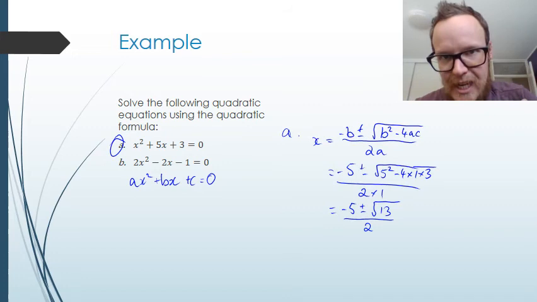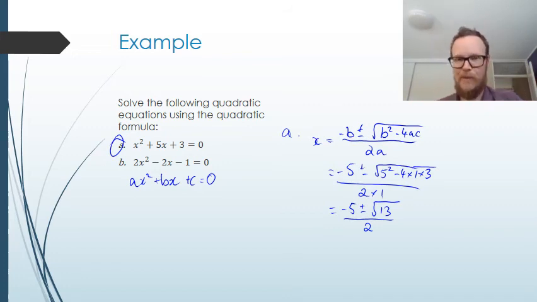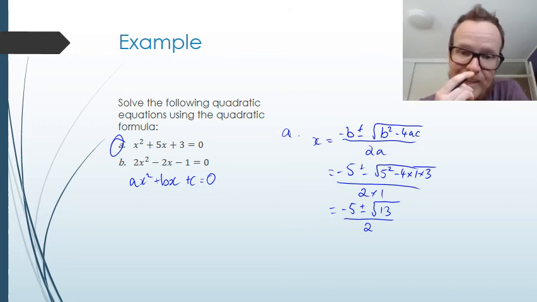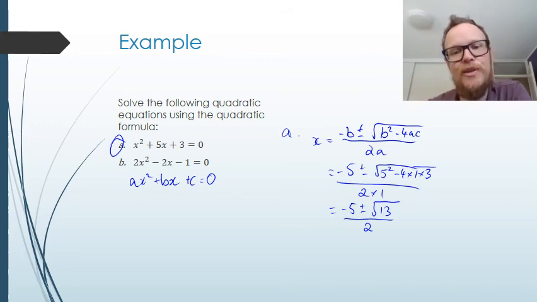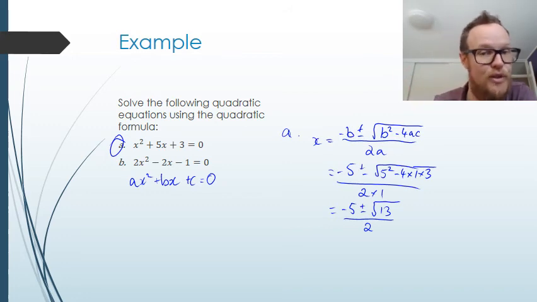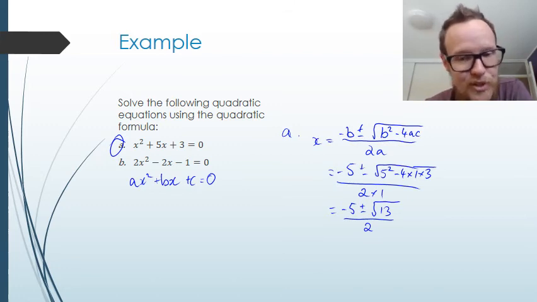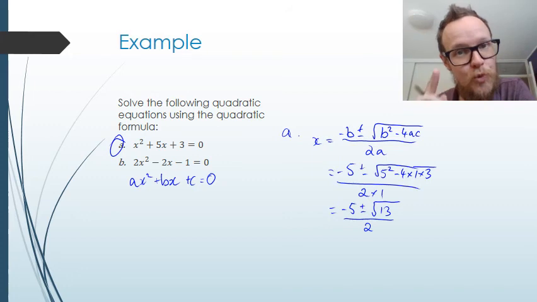As a precise answer, we can stop there. We can stop there and say that is the answer. It's negative 5 plus or minus root 13 over 2. It's a simplified surd. That's as simple as it gets. We can stop there. But what I would like you to do is give the approximate answer.